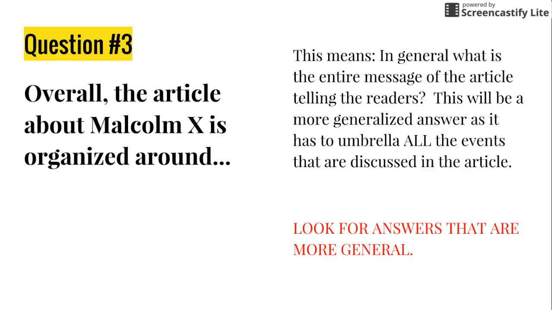The third question you're going to read and answer is, overall, the article about Malcolm X is organized around. This means, in general, what is the entire message of the article? What is the whole purpose for creating this article? This is going to be a very generalized answer, meaning it's not going to have specific details. It's going to be able to encompass the whole article and umbrella all the events that are discussed. So the key part of this question is you need to look for an answer that is not specific, that is more general.